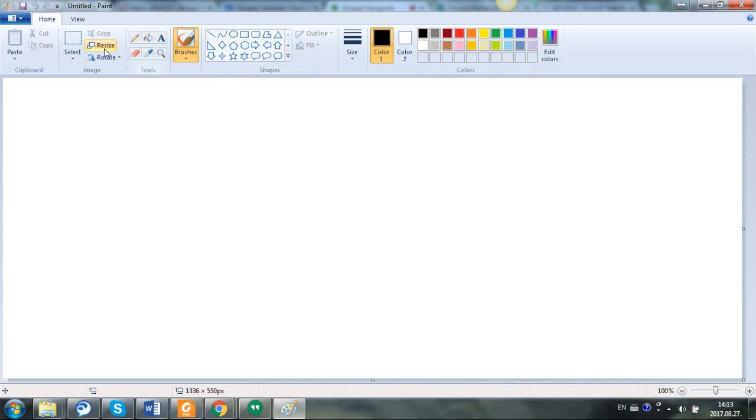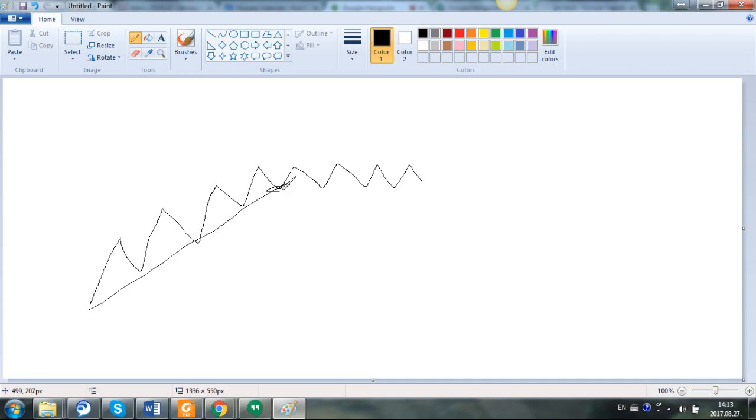Halimbawa, mag-drawing ako ngayon ng fictional na chart. Ganito yun. Tapos dito, medyo nag-consolidate na siya. Medyo nag-flattened. Dito, nag-uptrend, diba? Uptrend. Trending yan. Pero dito, nag-flattened. So, there is a resistance somewhere here na hindi siya ma-break.